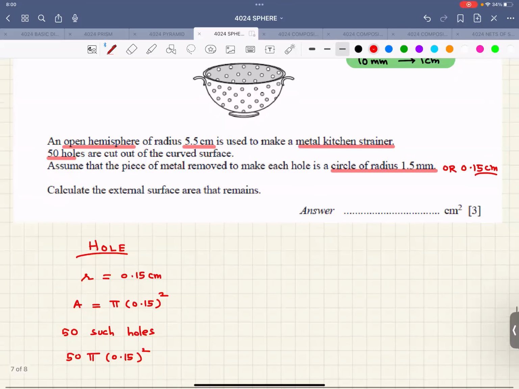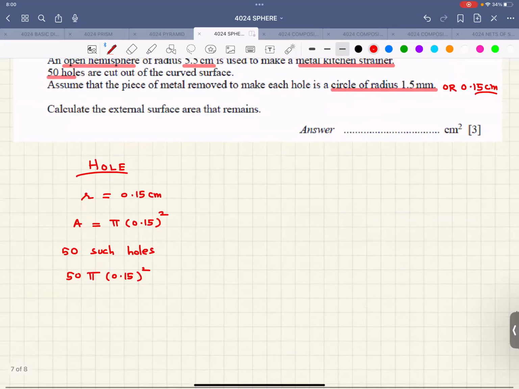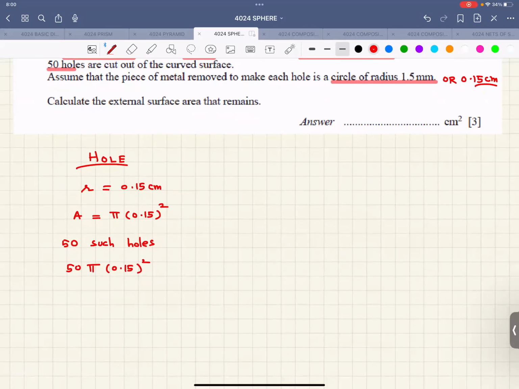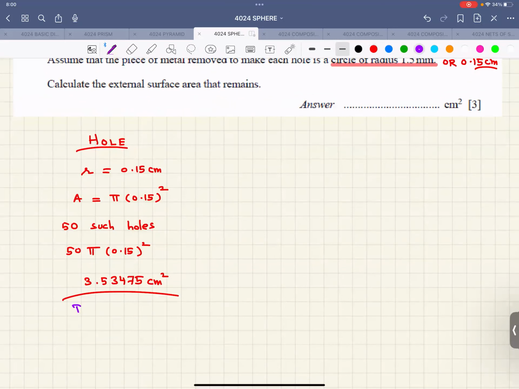Let me calculate this. So this is 50 into 0.15 into 0.15 into 3.142. This comes out to be 3.53475. This is an exact value, centimeter square. Let's leave it as it is for right now. That is for 50 holes. Total area of 50 holes.